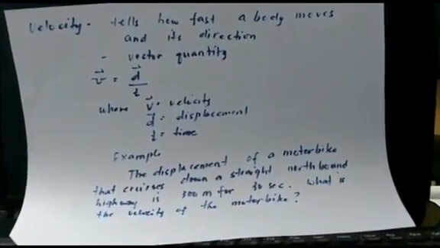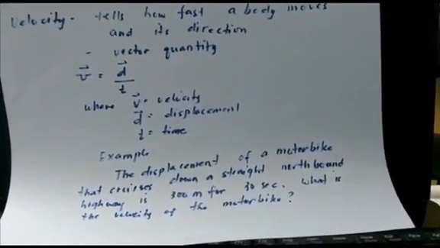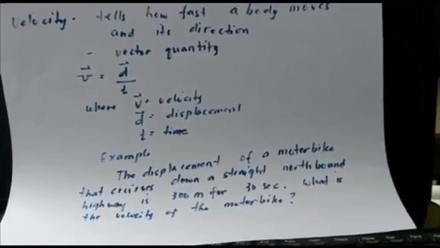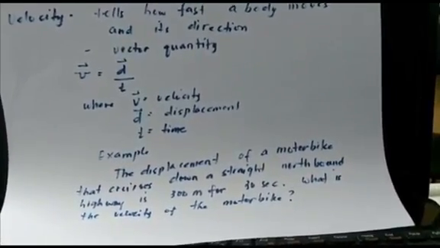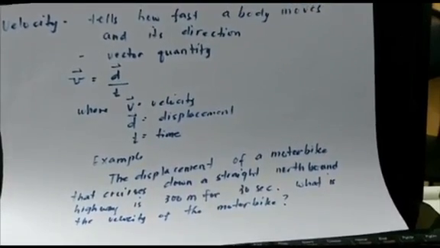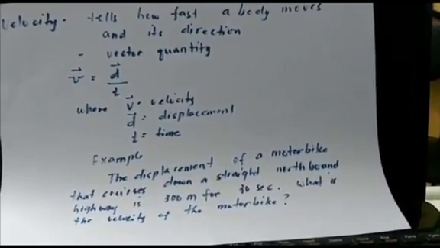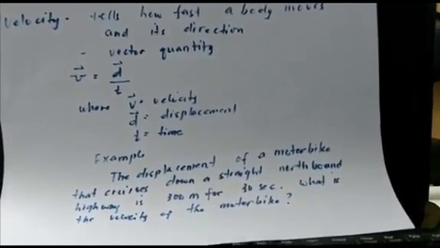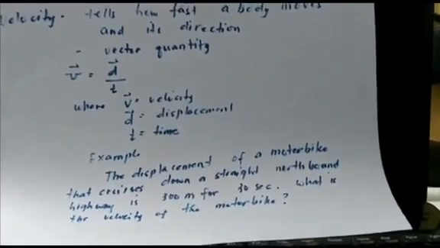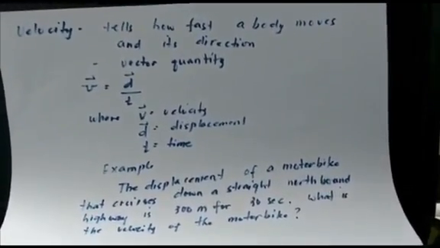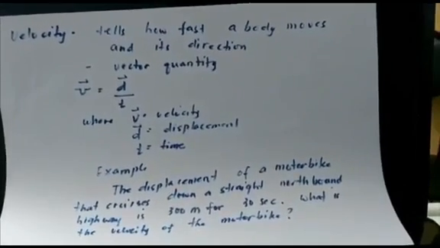For the next concept, velocity, we define velocity as something that tells how fast a body moves with its direction. Because of the direction, we can say that velocity is a vector quantity. Mathematically, the formula will be v, take note of the arrow sign on top of the letter or symbol, equals d arrow divided by t, where v arrow is velocity, d arrow is displacement. Take note of the difference between the terms used in speed, and t still is the time.